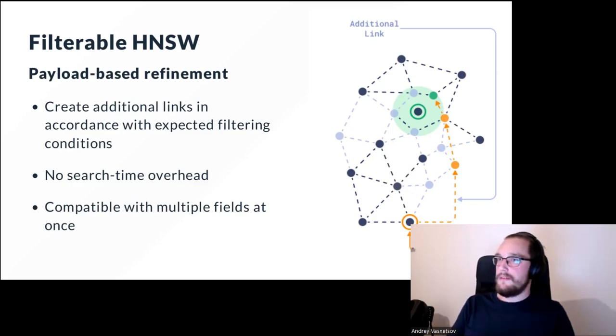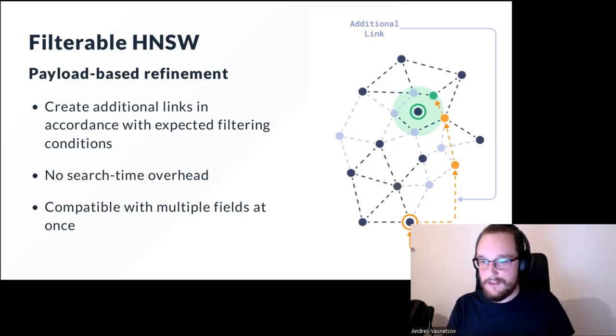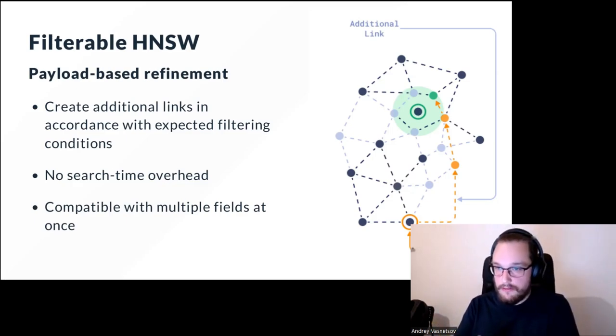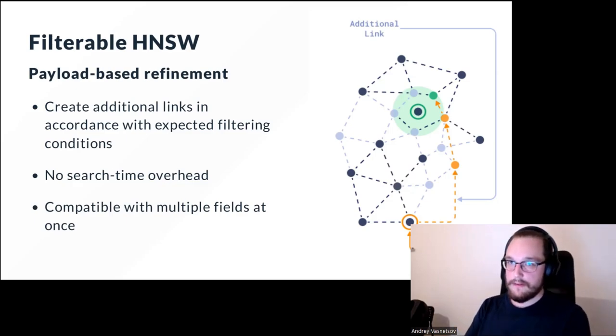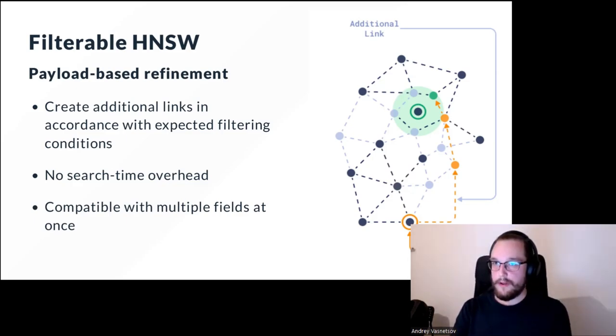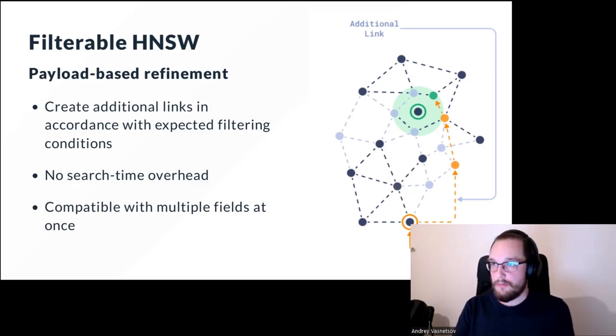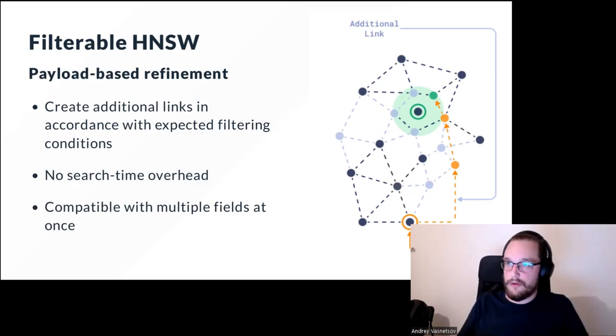Anything else? No, all right. So one important thing about this additional payload and associated payload indexes is that the data type of the payload does matter. But in most cases, it is possible to come up with a strategy to cover a filtering condition with a subgraph.